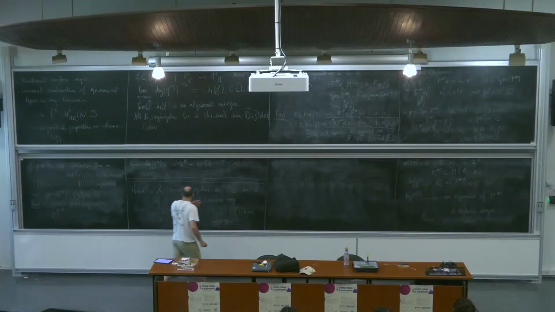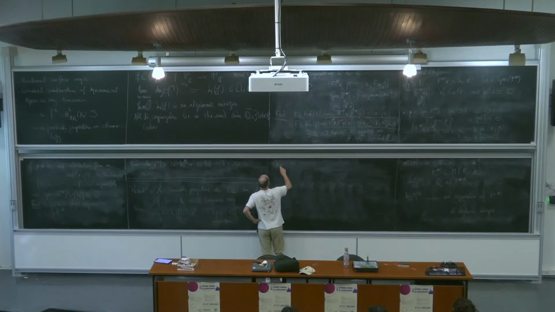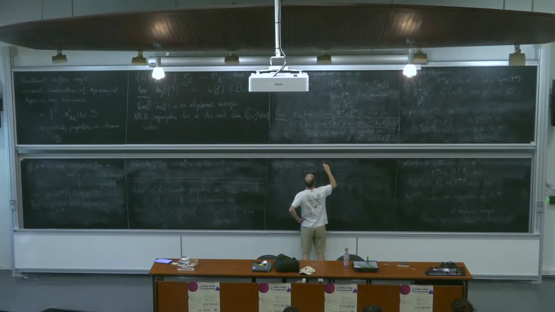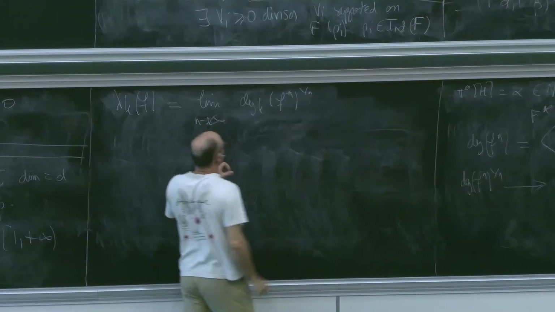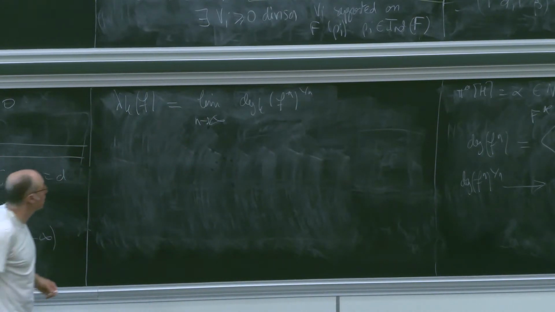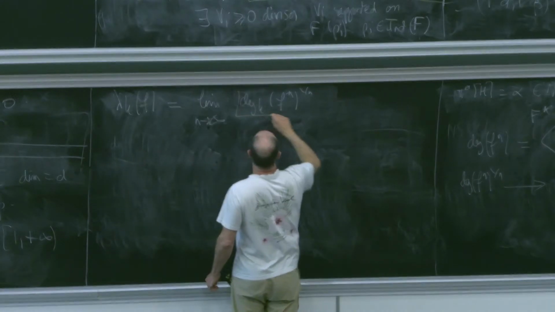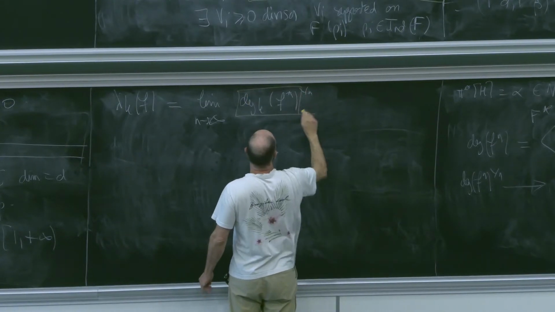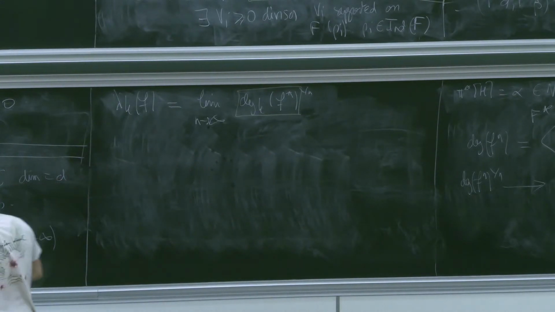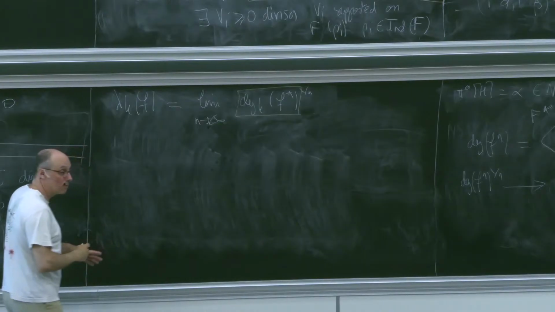Okay, so this lambda k of F is going to be defined also as the limit of degrees of the iterates. So the thing is that I need to define what is the k-th degree of a rational map in the case of a general smooth projective variety. And to do that, you need to make some choices.